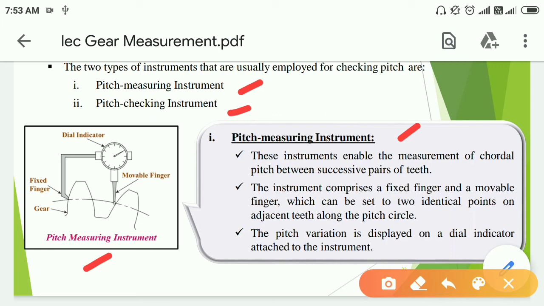This instrument enables the measurement of circular pitch between successive pairs of teeth. The instrument comprises a fixed finger as shown in figure and a movable finger, which can be set to two identical points on adjacent teeth along the pitch circle. The pitch variation is displayed on the dial indicator attached to the instrument. Here it shows the movement of the spring and it will be noted.